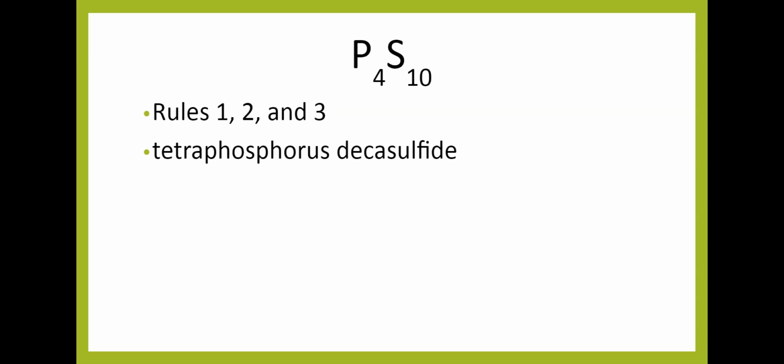Okay, this next one is also going to use rules 1, 2, and 3. So we have 4 phosphorus and 10 sulfur. So if we put all this together, we have tetraphosphorus. Remember, we keep the phosphorus name as it is. And then we have decasulfide. Okay, tetraphosphorus decasulfide.